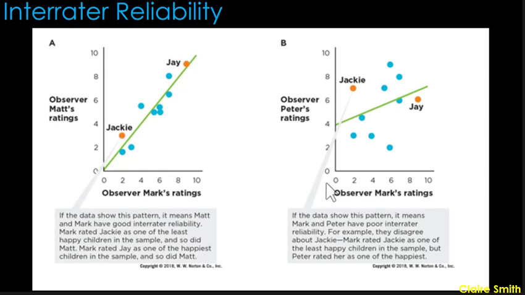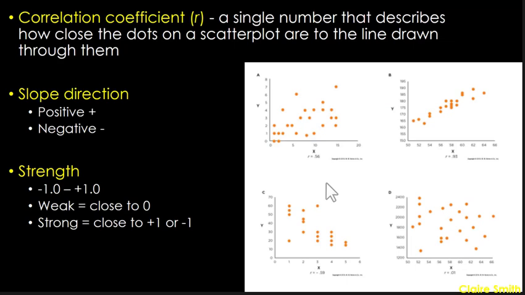Oftentimes we don't just want to rely on interpreting a scatter plot, so we can do some statistics to determine the reliability between either a test-retest or inter-rater. So we can use what's called the correlation coefficient, which is R. And it's a number that describes how close the dots on a scatter plot are to the line drawn through them. So it's doing the same thing, looking at that line that we draw through the scatter plot, but just giving us a numerical way to interpret it to make sure that our results are reliable.